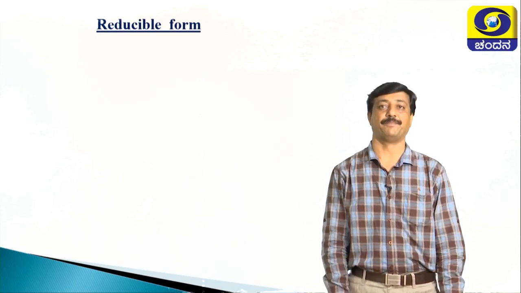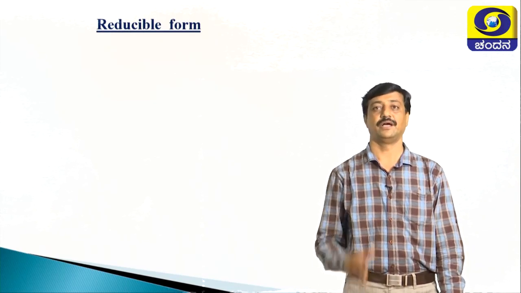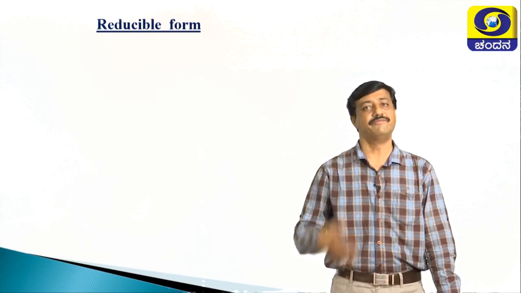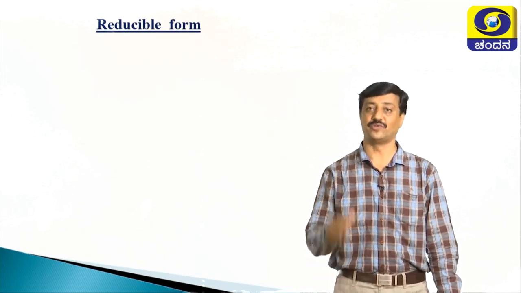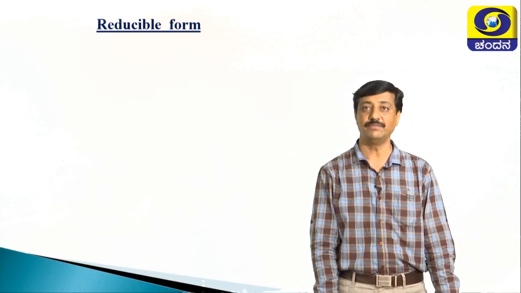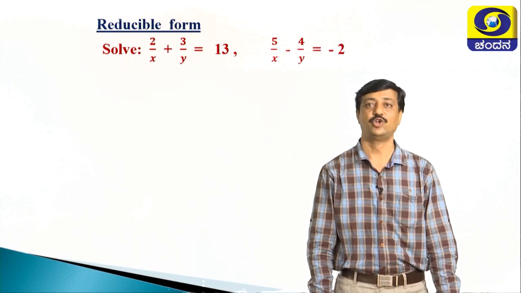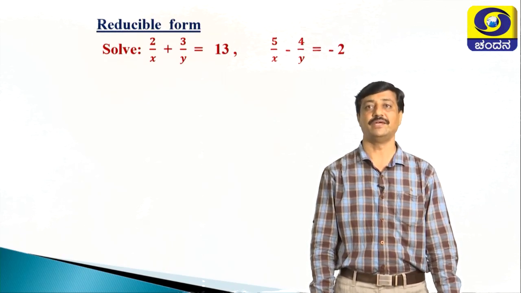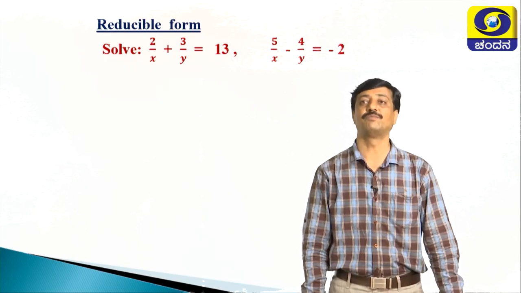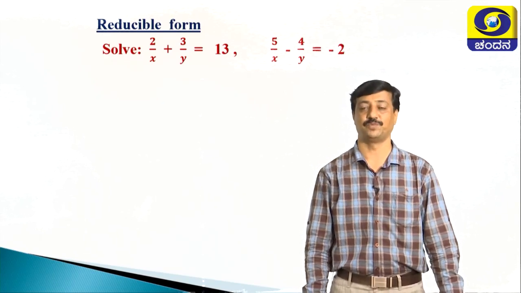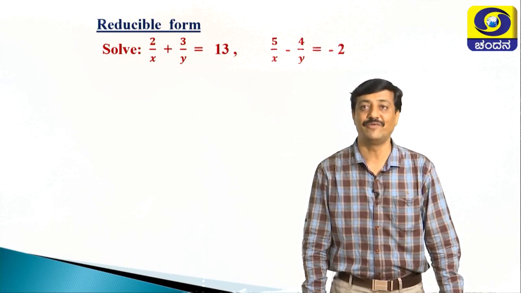Reducible form. This is the last point of the chapter. In this, usually the variables x and y are in the denominator. First we have to reduce them into standard form, then we have to solve. Here is a question. Solve 2 by x plus 3 by y is equal to 13, and 5 by x minus 4 by y is equal to minus 2. We have to solve this by reducing the two equations into standard form.